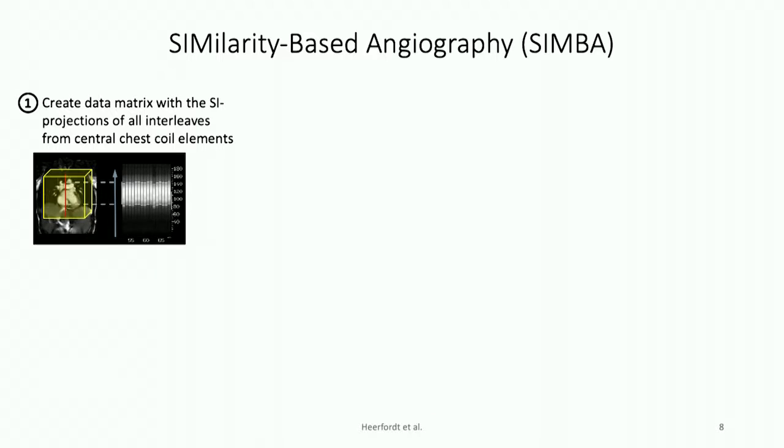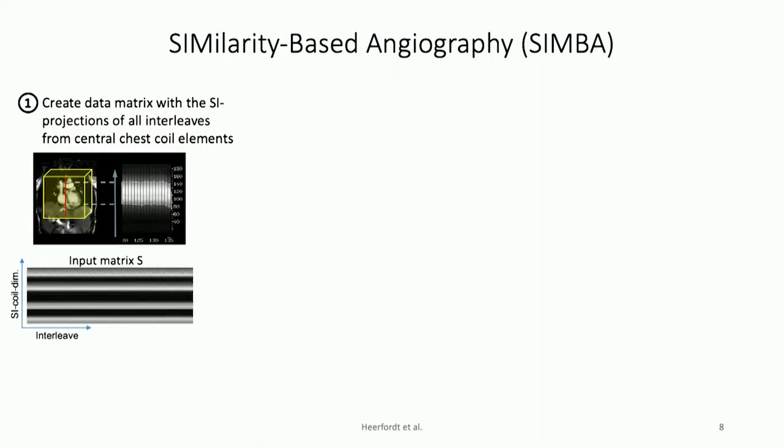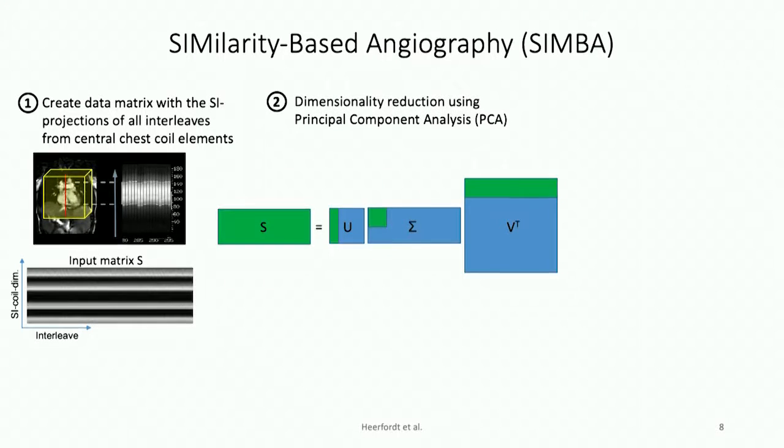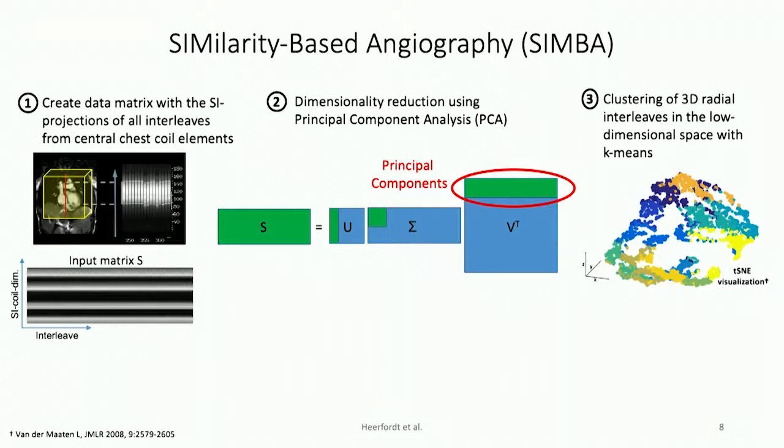So the idea here is that all the radial interleaves that make up our free-running radial acquisition are stacked in a matrix. On one axis, you have the SI projections from different coils, ideally the coils that are centrally located at the chest, and then you also have an interleave dimension or time dimension. If we then decompose this matrix with a singular value decomposition, we can extract the principal components and use these to perform clustering with k-means in a low-dimensional space.